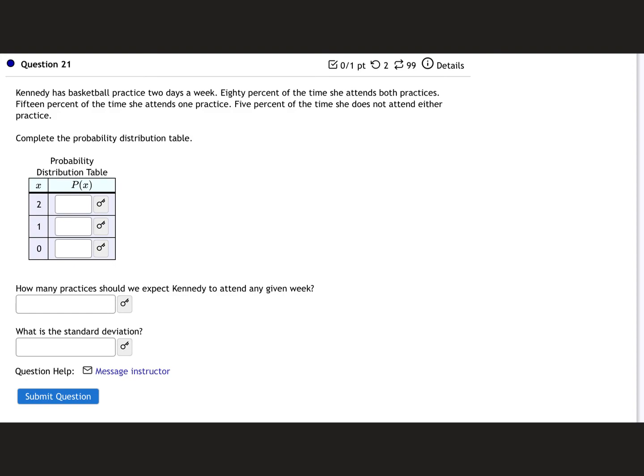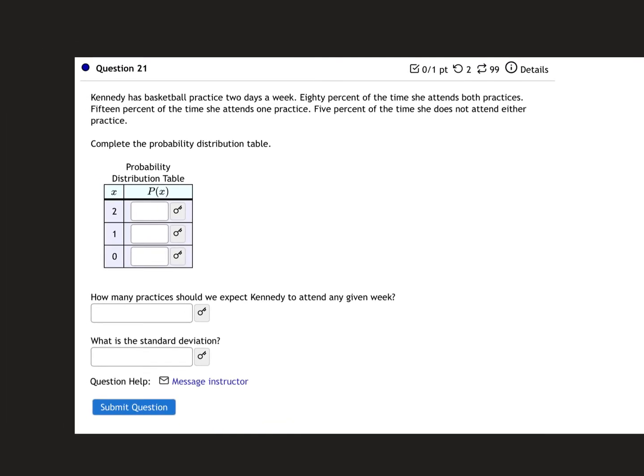All right, Kennedy has a basketball practice every 2 weeks. 80% of the time she attends both practices, 15% of the time she attends one practice, and 5% of the time she attends neither. Complete the probability distribution. For 2, she does 80%, so 0.8. For 1, she does 15%, 0.15, and 5%. Notice that adds up to 1.